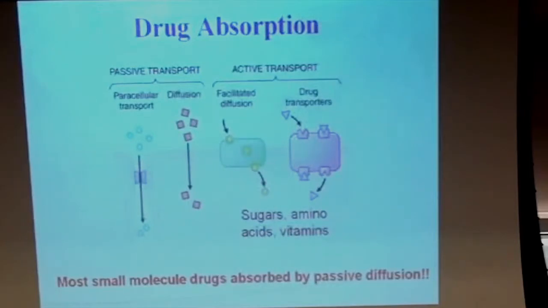Okay, we've arrived in the small intestines, so let's now look at absorption. Drugs can be absorbed by active or passive processes. The active transport processes are really only important if your drug is a sugar, an amino acid, or a vitamin, or if it looks like a sugar, an amino acid, or a vitamin, and is taken up by these transporters. The majority of small molecule drugs are absorbed by diffusion. Simple diffusion through the lipid bilayer. And that's why it's so immensely important that your drug is membrane permeable.